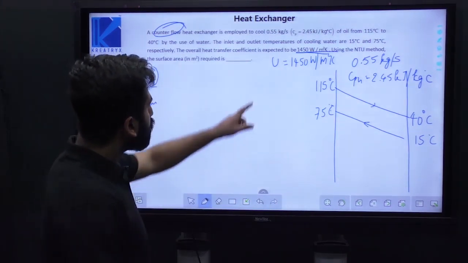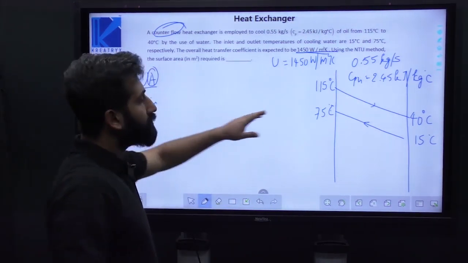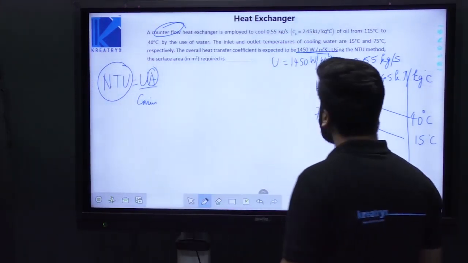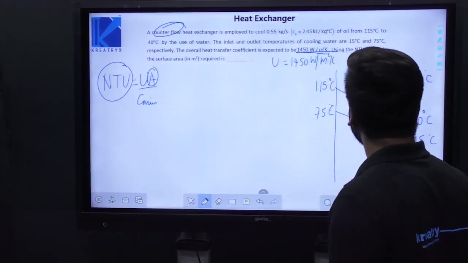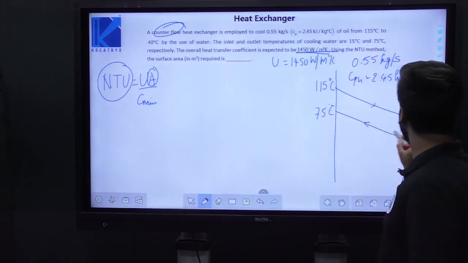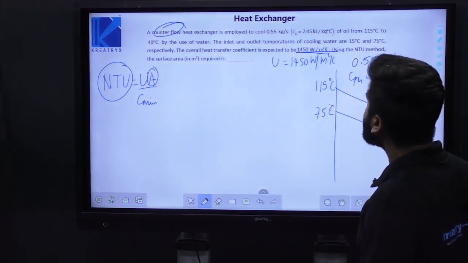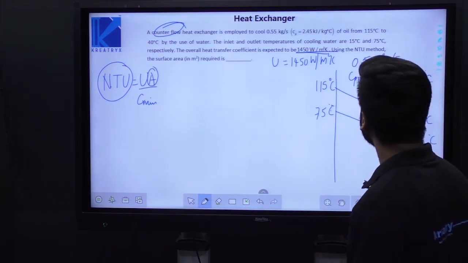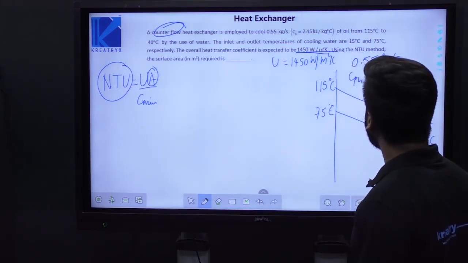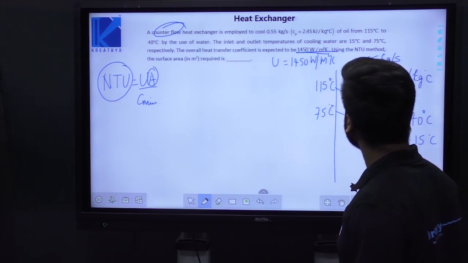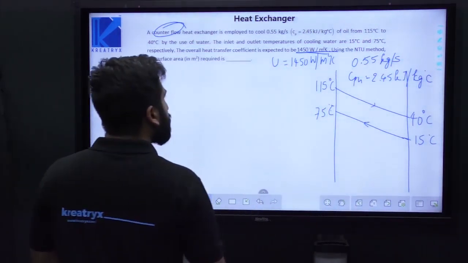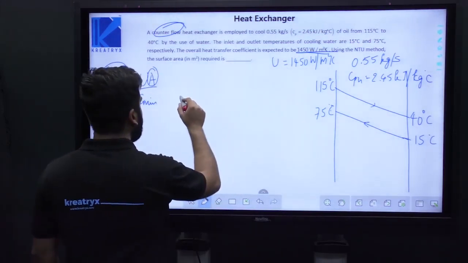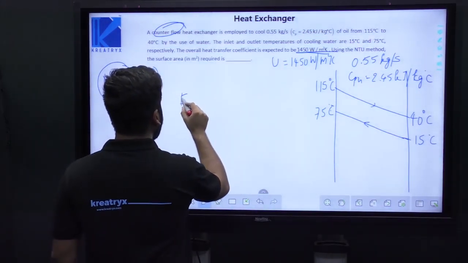Why? Because U is given to you and C minimum you can find out. Because I think everything is given to you. No, the data about the cold fluid is not given to you. We can find it. How? By energy balance. So by energy balance we can find it out. So let's use energy balance.